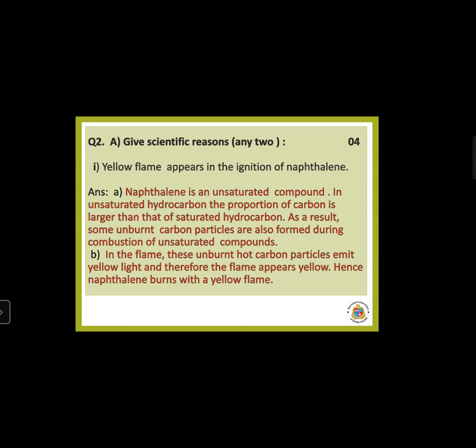Now, some unburnt particles are also forming during the combustion, and because of the unburnt hot carbon particles, this naphthalene ball emits light in yellow color. So naphthalene burns with a yellow flame. So this is your right answer. Now, what is the second question?